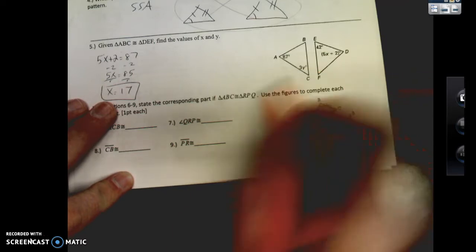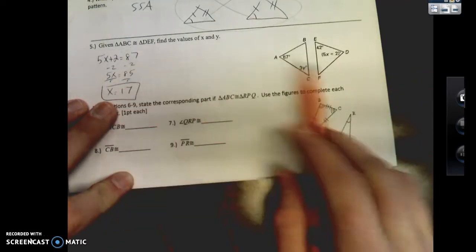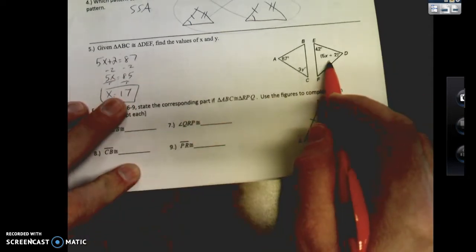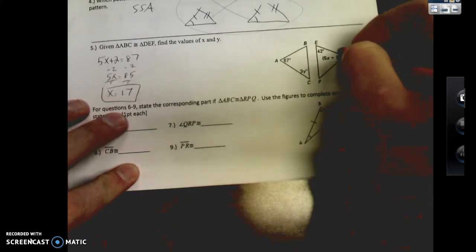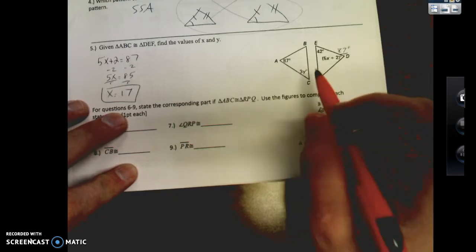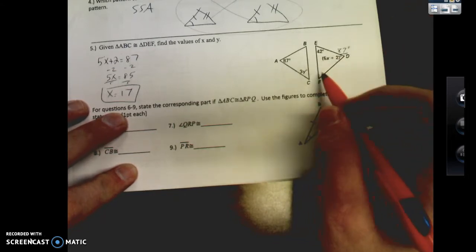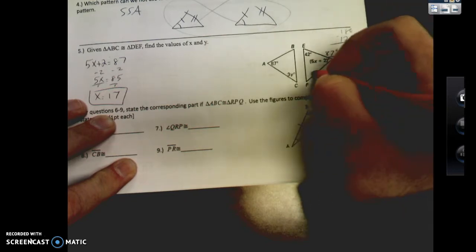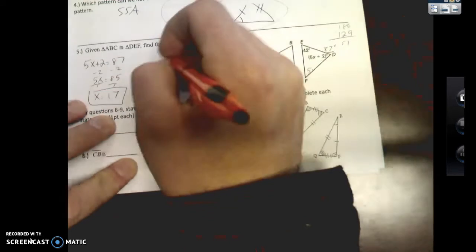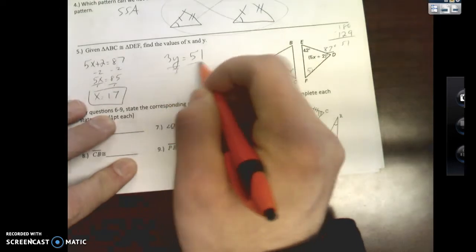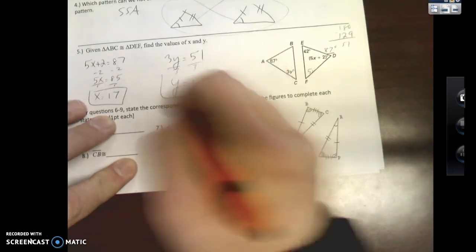Now we're trying to find y. So y is right here, which is C. C matches up with F. What's angle F? I don't know what angle F is. If you plug in 17 for x, 5 times 17 plus 2, I get 87 degrees, which makes sense because they're across from each other. But if I want to find F, I know the 3 angles have to add to 180. So 42 plus 87 is 129. 180 minus 129 is 51. So 3y equals 51. I can divide by 3, and y equals 17.